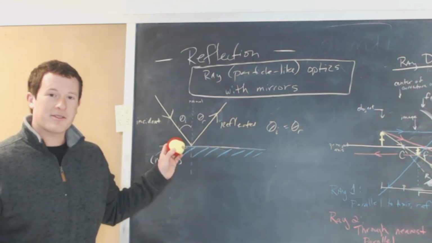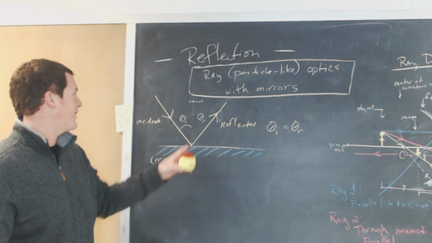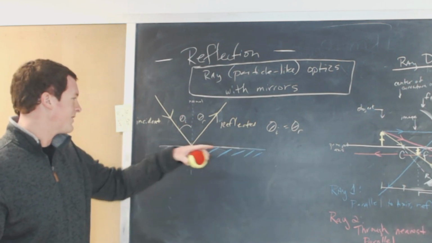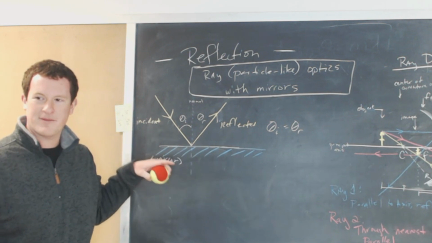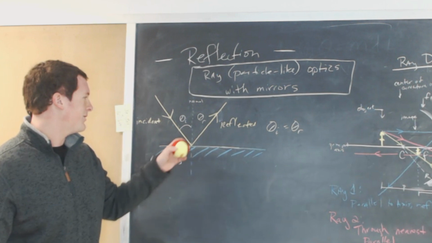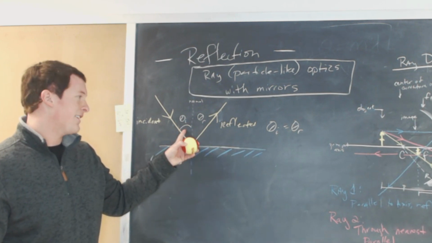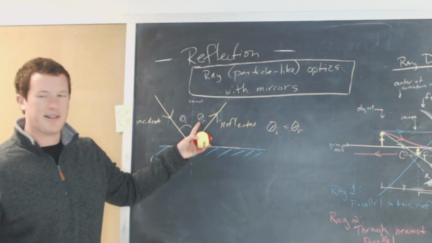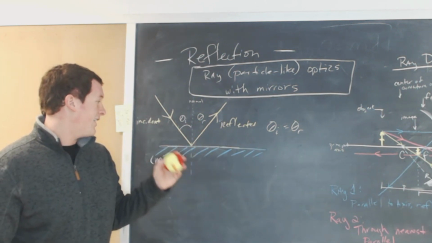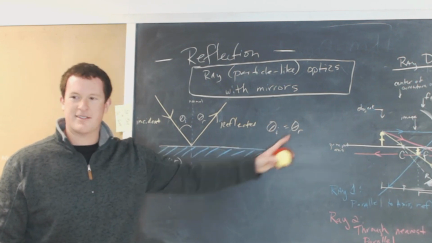The angle that the particle comes in is known as the angle of incidence, and that is measured with respect to this normal line, which is perpendicular to the reflective surface. And then once it reflects off the surface, it will reflect off at the exact same angle as the angle of incidence, and this angle is known as the angle of reflection. And in this case, the angle of incidence is equal to the angle of reflection.